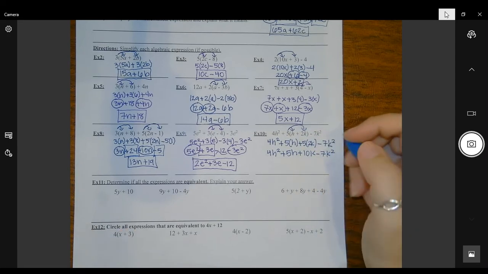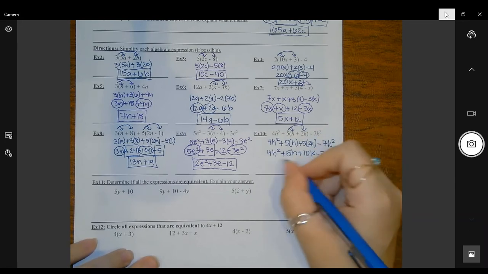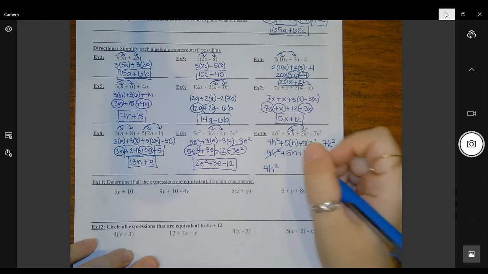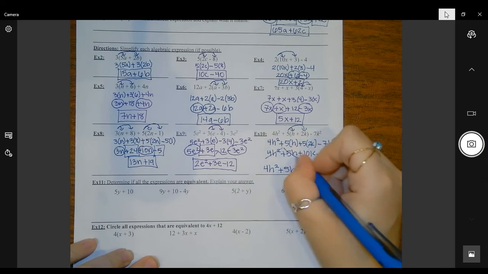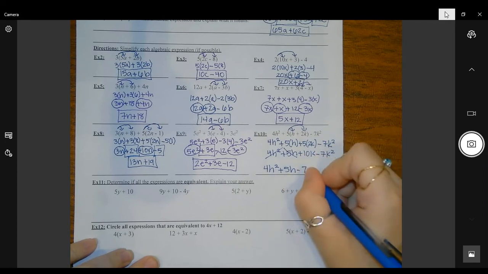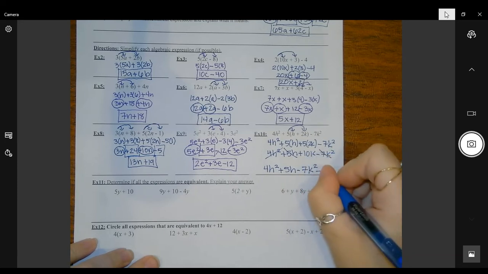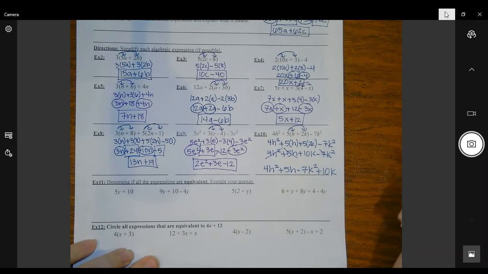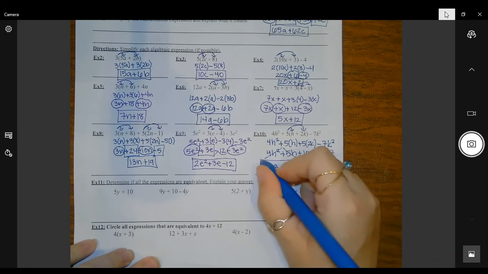Okay, so A, B, C, D, E, F, G, H, I, J, K, right? So between the h's, you have the h squared all by its lonesome. Then you have the 5h. And then between these two, you want to put the one that has the higher exponent first. And then that one. And there you go. There were no like terms to combine. So that's it.